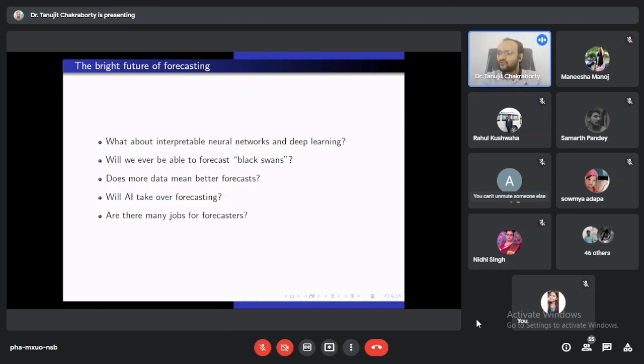Will AI take over forecasting? That's another question many people ask. With AI, you can build all those algorithms, you can give those algorithms, and it will make the forecast. But finally, when and how it fails, that is what the person is going to design.